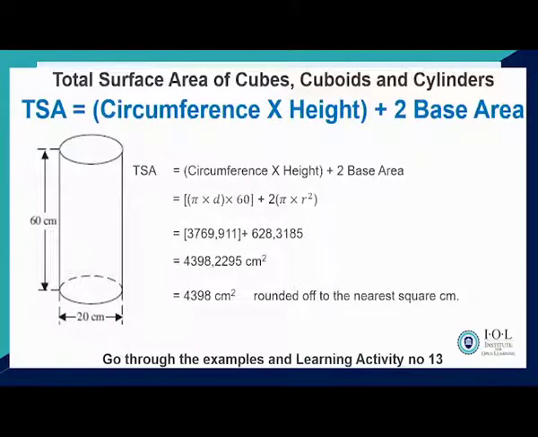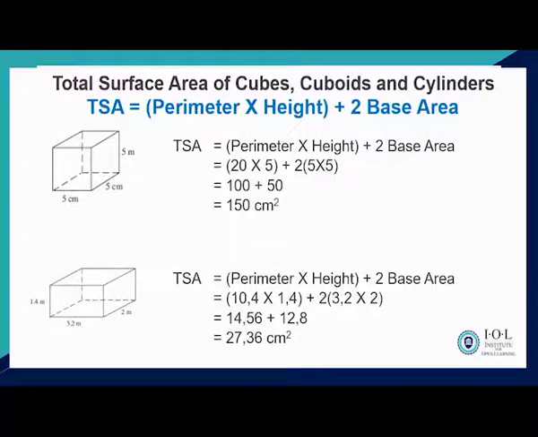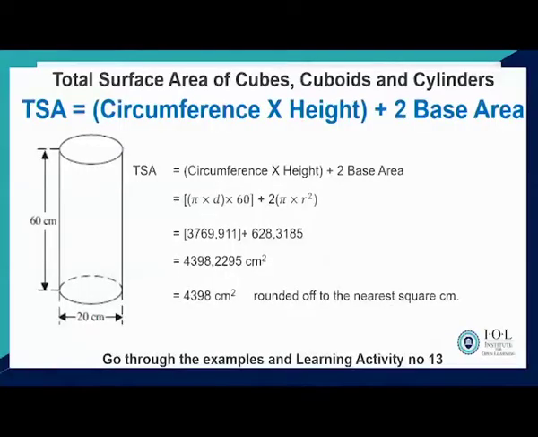If we look at that previous one, perimeter times height plus 2 base area. Now when we deal with a cylinder, the perimeter is actually the same thing as what we talk about as circumference. We just have another word for perimeter, but it's the same thing. It's going around once. So the formula is exactly the same. Perimeter times height, or now because it's a circle, circumference times height plus 2 base area.